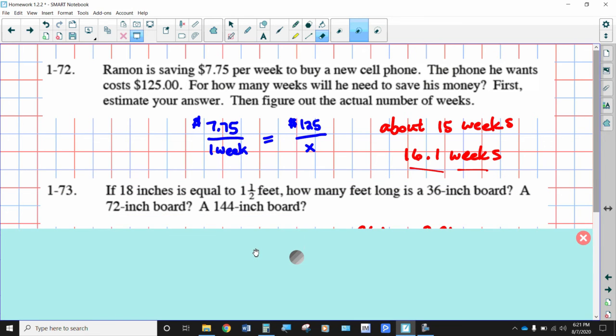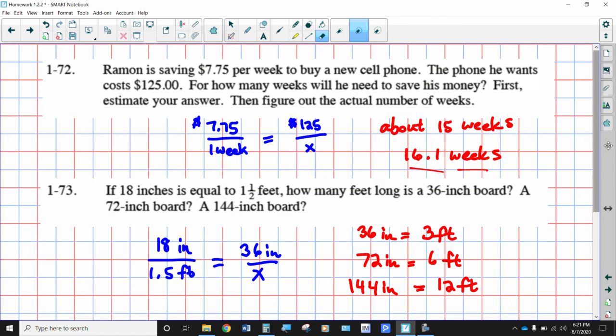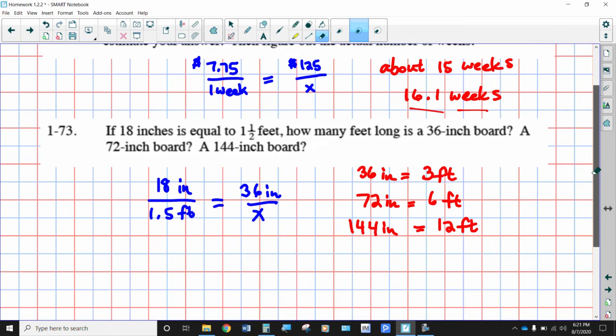All right, here's another problem. If 18 inches is equal to 1.5 feet, how many feet is a 36-inch board? How much would be 72 inches, and how much would be 144? So this is where you start getting into proportional reasoning, where you could figure out, okay, well, 18 inches is 1.5 feet. So what do you multiply times 18 to give you 36 inches so that you can figure out this one right there?